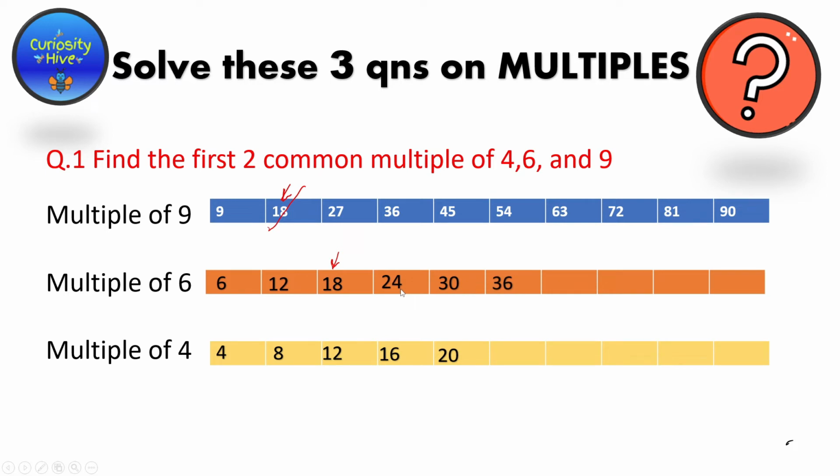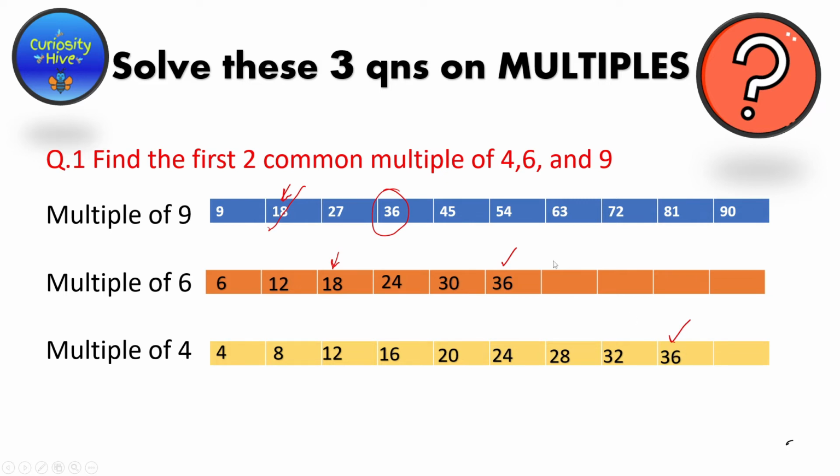Now I see again 36 appears in 9's multiples and in 6's multiples. Let's see if it appears in the multiples of 4. Well, it's 24, 28, 32, 36. So we do find 36 in the multiples of 4 also.